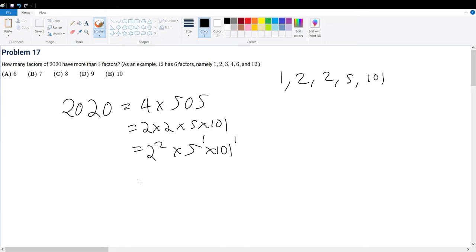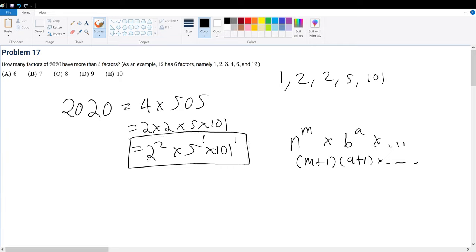So in other words, how many total factors are there? Well, one formula that you should remember is if I prime factorize into p to the m times q to the a times whatever, the total number of factors will be m plus 1 times a plus 1, and so on. We already prime factorized it, so the total number of factors will be every exponent plus 1: 3 times 2 times 2, which gives you 12. So 2020 has a total of 12 factors.